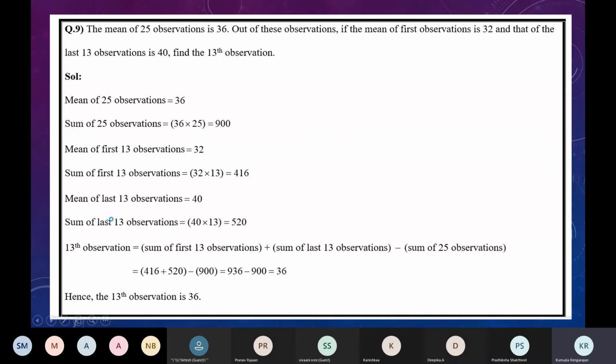So to find the middlemost observation, take the sum of the first 13 observations, add the sum of the last 13 observations, and subtract the sum of all the 25 observations. To see how this works, we took a different example, the numbers 7, 8, 9, 10, 11, 12, 13, 7 numbers, and we checked it. When we did the same thing there, we got 10, which is the fourth observation.